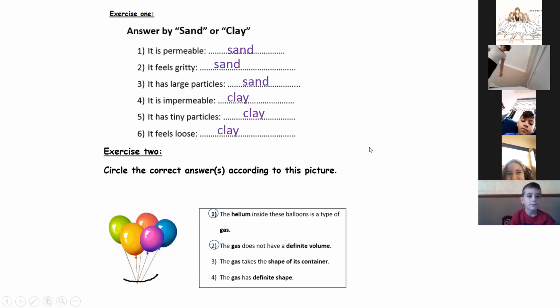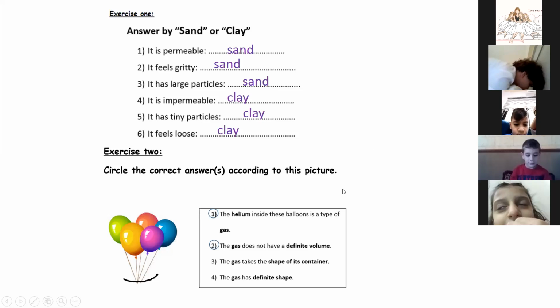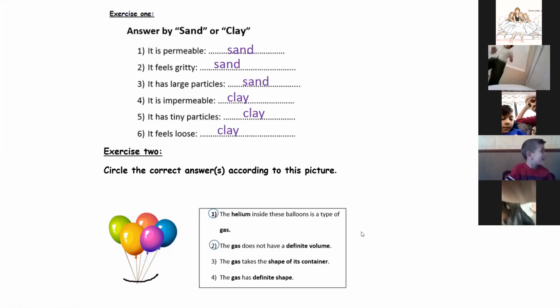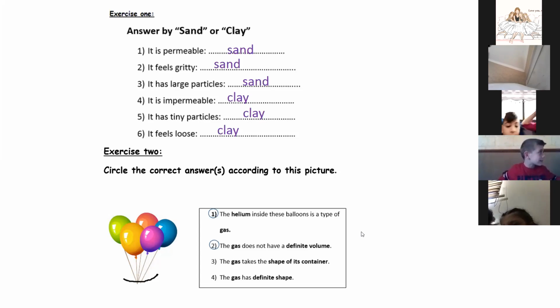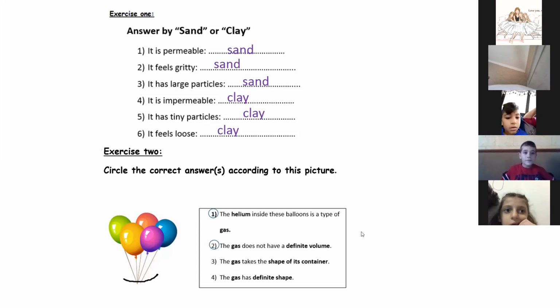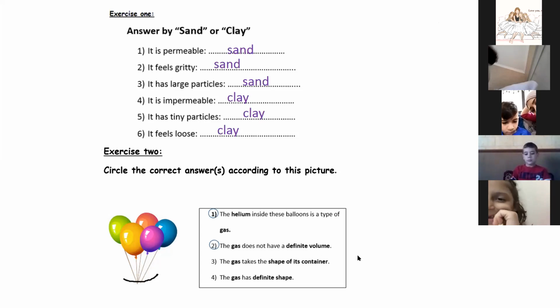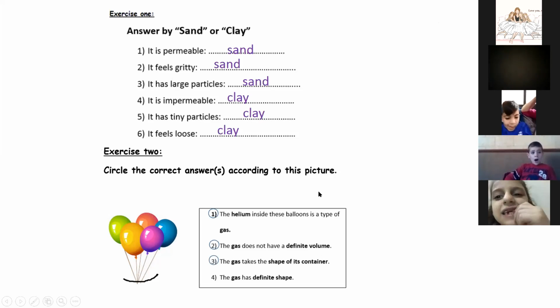Ibrahim, can you read the third sentence? Can you read sentence number three alone? Okay, Habibi, I can start reading. It has large particles. The gas takes the shape of its container. We are in exercise number two, Habibi. So the gas takes the shape of its container. Is it true or not? Should I circle it? Yes. Of course, gas takes the shape of its container.